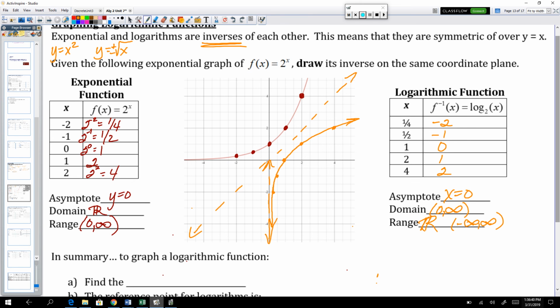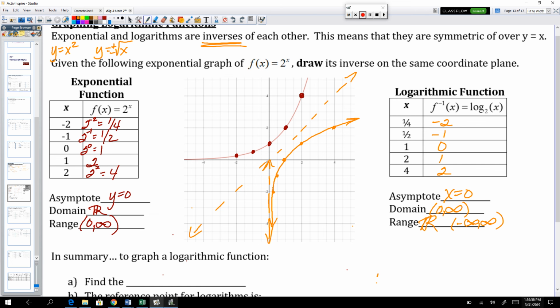So if you wanted to put in these values into your calculator, you could certainly input log base 2 of 1/4, and the calculator would spit out negative 2. So you can confirm your table of values. Or you can certainly graph this graph as well.